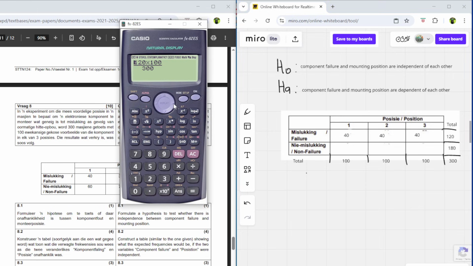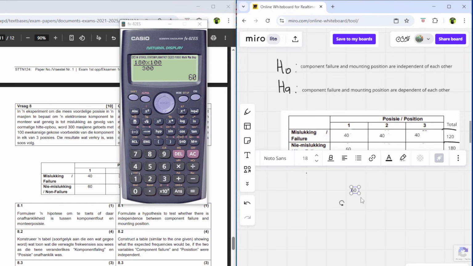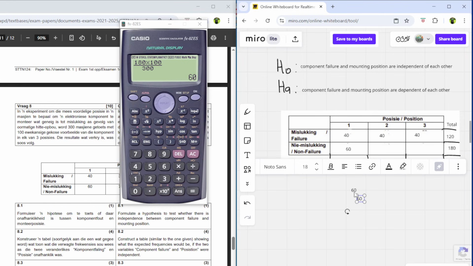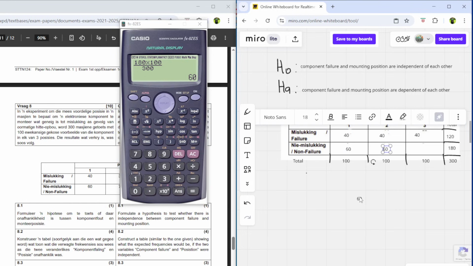Then we can do the one for 180. It's going to be 180 times 100 divided by 300, which is 60. So it means it's going to be 60, 60, 60 for all these other ones. Control C, Control V. It's going to be 60 here.